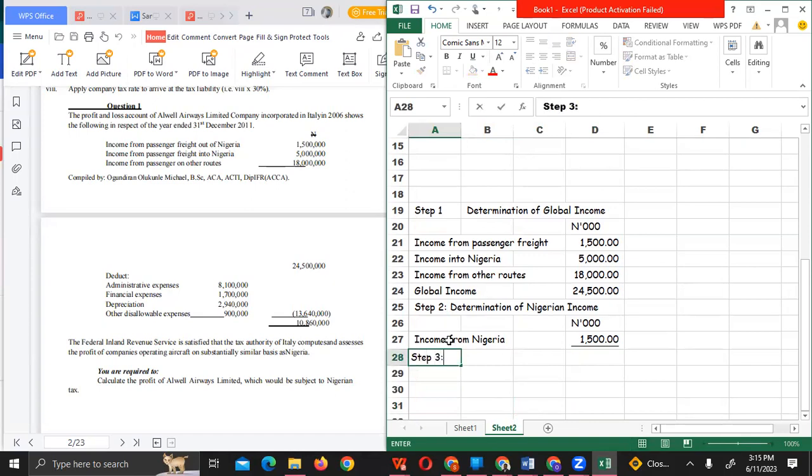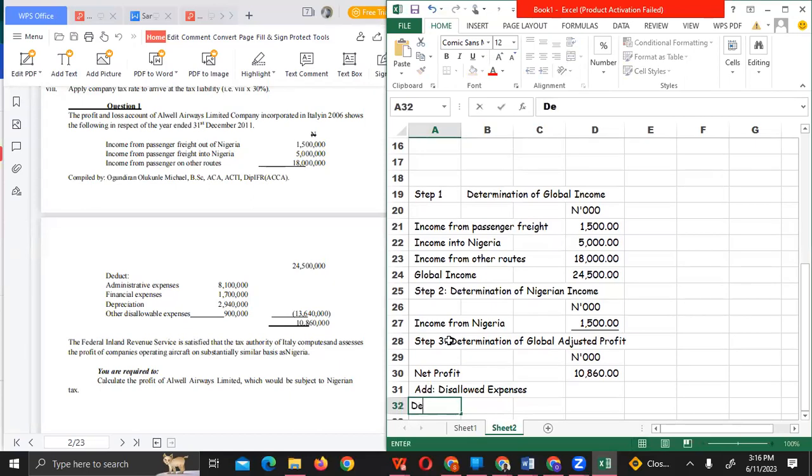Step three would be for me to determine the global adjusted profit. We have net profit, how much? 10,860. Then we have depreciation. That's the disallowed expenses. Depreciation is 2,940, right?